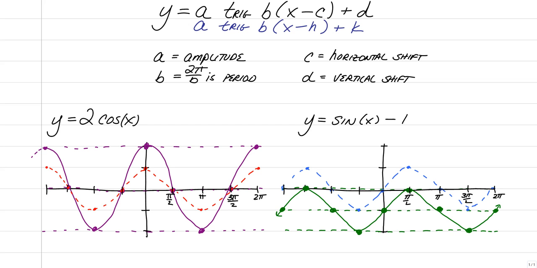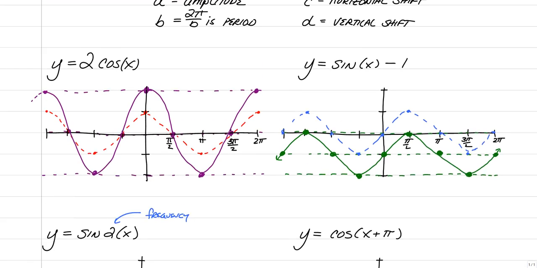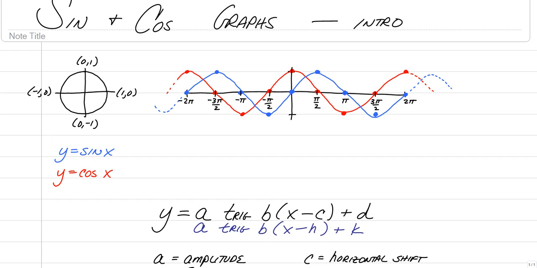So the next thing we're going to talk about is what we do with the b value. The b value is known as your frequency. This is how many times it happens in 2 pi. So normally you go around the circle once every 2 pi. Well, if we change the b value, which again is our frequency, it means every 2 pi we go around the circle twice now.